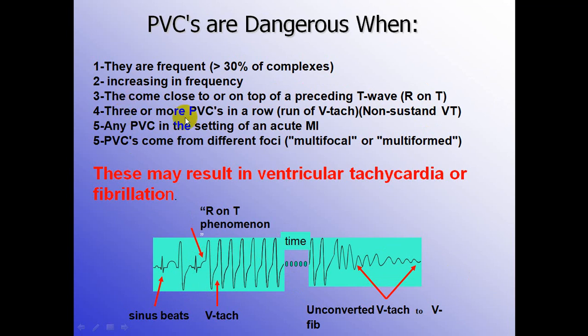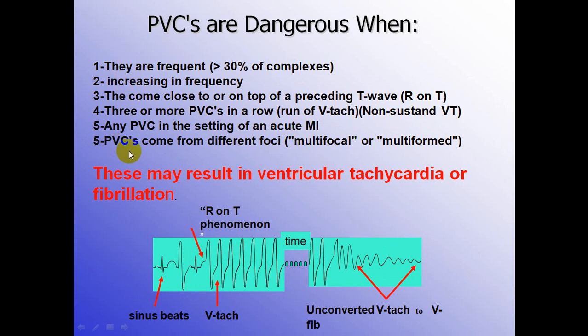Three or more premature beats in a row is a run of VT. If it comes 1, 2, 3, 4, three and above, lasting less than 30 seconds, less than half a minute, it is called non-sustained VT. Acute: any premature ventricular contraction in the setting of acute MI is not usually benign, it is usually more frequent, so you have to treat it.